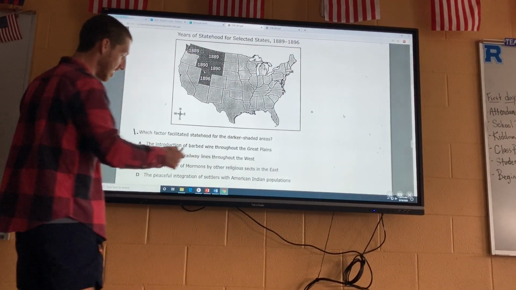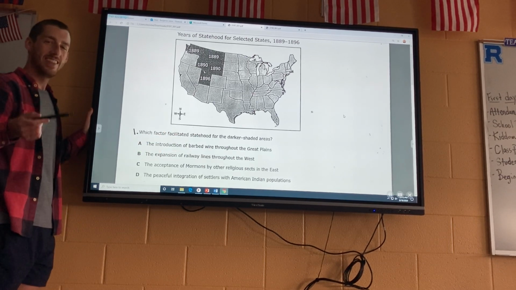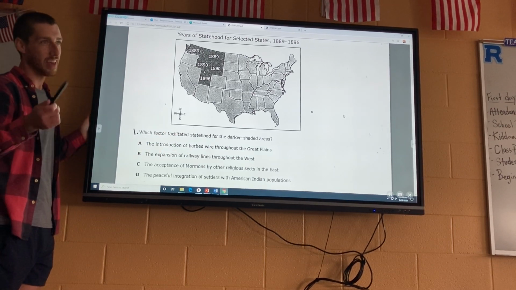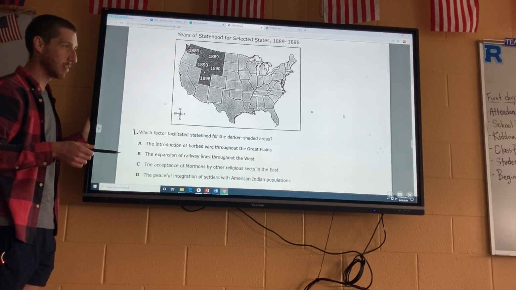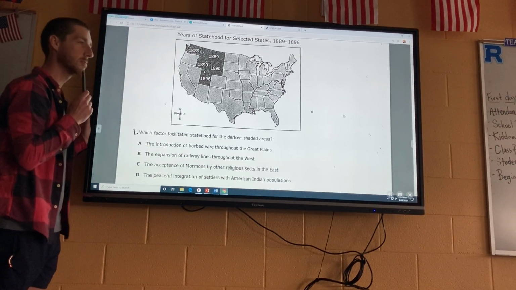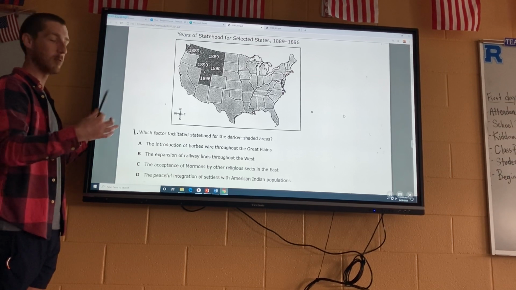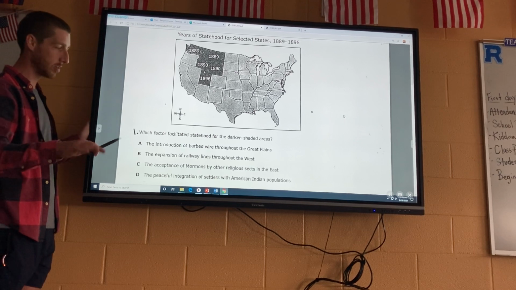Which factor facilitated statehood? The introduction of barbed wire throughout the Great Plains. That doesn't have much to do with population. That was important, but it doesn't have much to do with population. Let's look at this one. The expansion of railway lines throughout the West. Possible. Remember, people are moving quicker and people are moving more often. Let's keep going, let's just see.